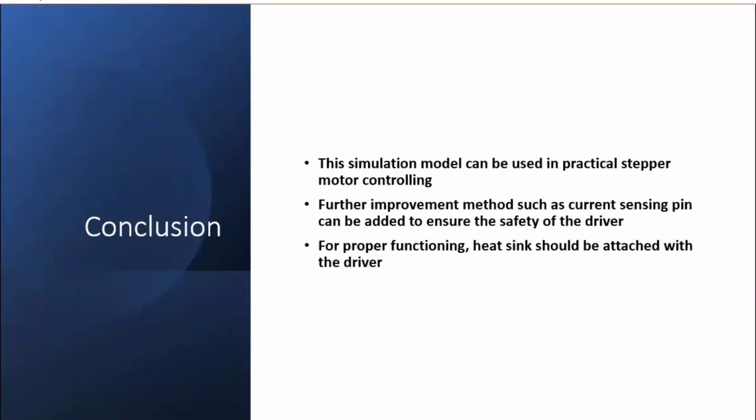Conclusion. This simulation model can be used in practical stepper motor controlling. For further improvement, methods such as a current sensing pin can be added to ensure the safety of the driver. For proper functioning, a heat sink should be attached to the driver.